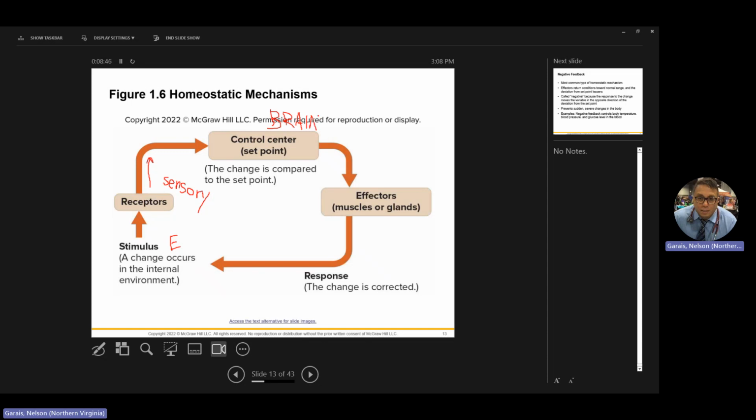And then, of course, your effector, which is a descending pathway or descending set of nerves, also known as your effectors, because it's going to affect some sort of change. And then it stops the process through negative feedback. So I'm going to draw a little negative sign here.